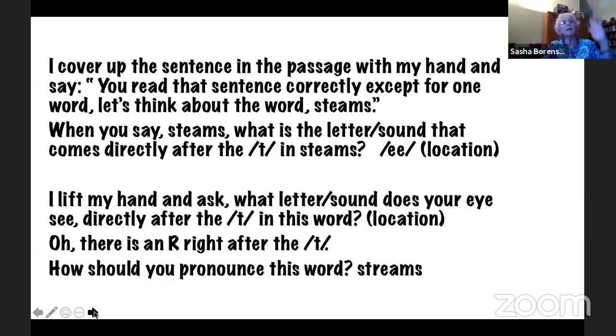And then I'd lift my hand and I'd say, what does your eye see directly after the t in this word? And they would say, oh, there's an R. It says streams. Got it?